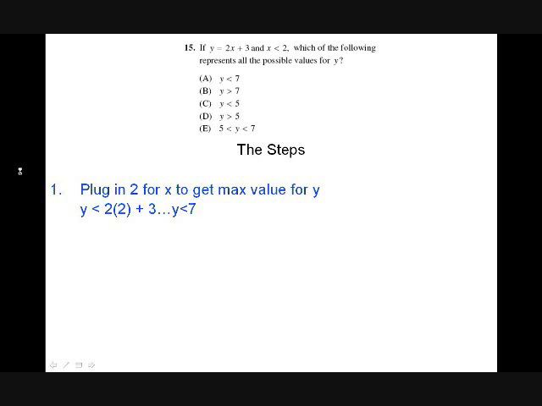That's the max value. So based upon that knowledge, we know that we can get rid of a few answer choices. We can get rid of answer choice B because we know that y has to be less than 7. Y can't be greater than 7.